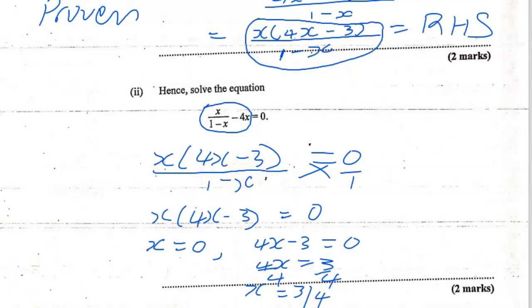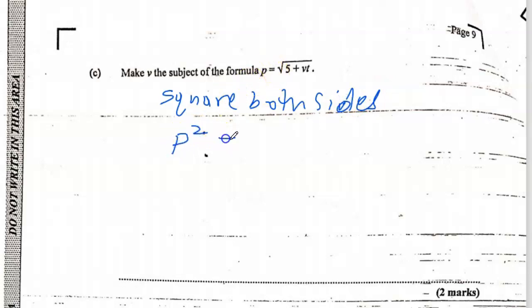Let's move on. Next, we are asked to make v the subject of the formula. To get rid of the square root, we can square both sides. We square the left hand side, we end up with p squared. We square the right hand side, we end up with 5 plus vt. Remember, we want v by itself on one side of the equation, so we subtract 5 from both sides. On the left hand side, we end up with p squared minus 5, and on the right hand side, we're left with just vt.